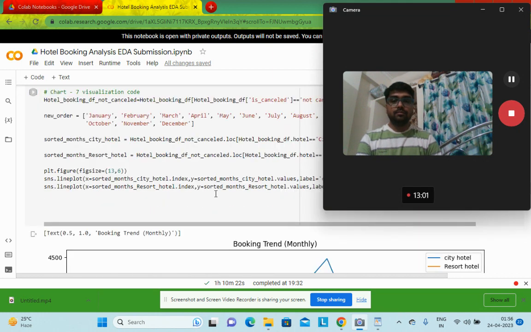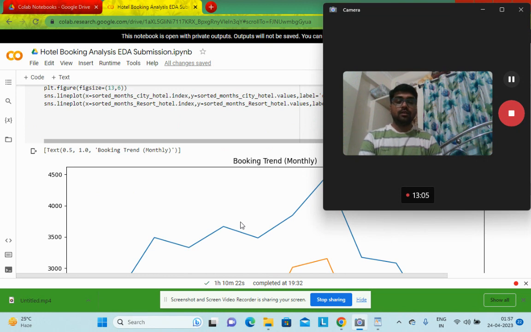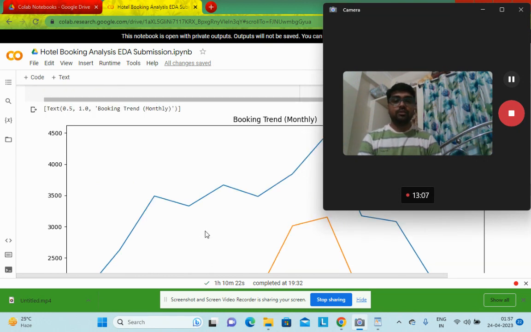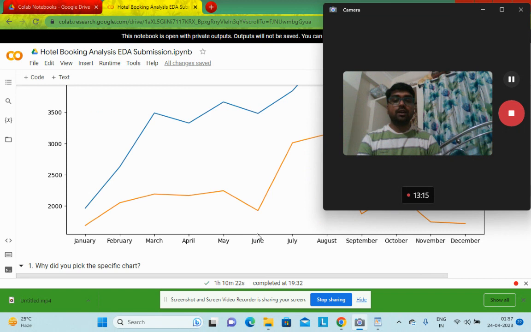Same I have created in terms of the hotel. The trend is almost same for both the hotels, city hotels and the resort hotel, but there is a small difference that in the month of June, the city hotel did good business or better business than the resort hotels. The bookings were very low for the resort hotels in the month of June.